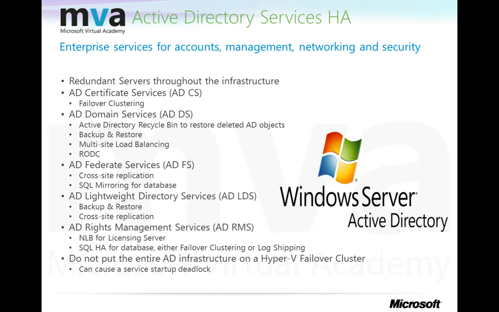Active Directory Rights Management Service has two different features as well for high availability. First of all, for the licensing server role, it can use network load balancing to distribute the traffic across incoming servers. This way you can avoid overloading a particular licensing server, to keep the licensing server infrastructure online. Additionally, for the RMS database, you can use multiple SQL Server high availability technologies, which could either be failover clustering or log shipping. And there's more about these different SQL HA solutions in the second module.